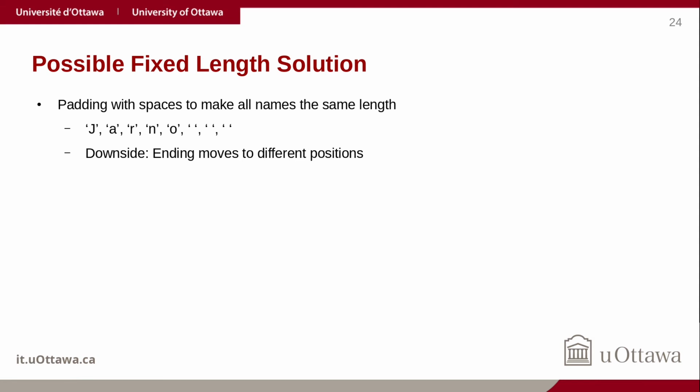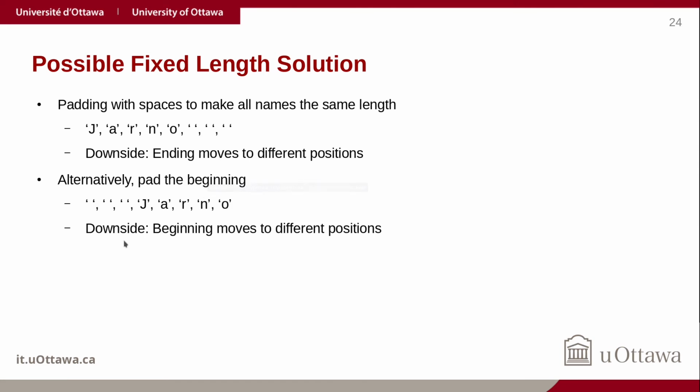If I use 8 inputs and I have 5 letters in my name, I just add spaces to the end. But the downside of that is that the ending moves to different positions. For a 5 letter name, the last letter will be in position 5, but for a 4 letter name, the last letter will be in position 4. That's confusing for the machine learning algorithm because it doesn't have a concept of last. It just sees letters or spaces.